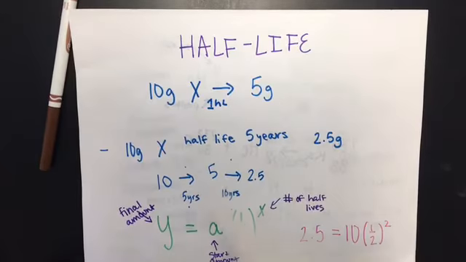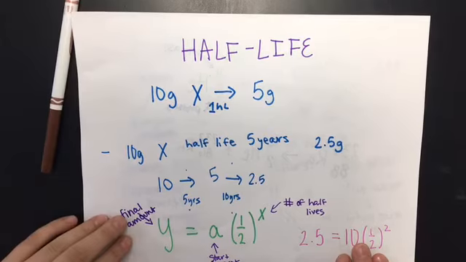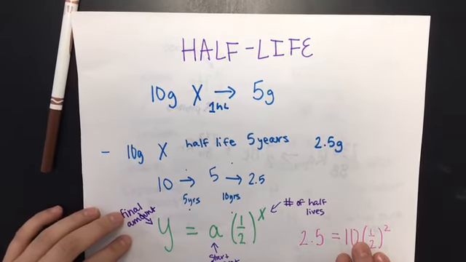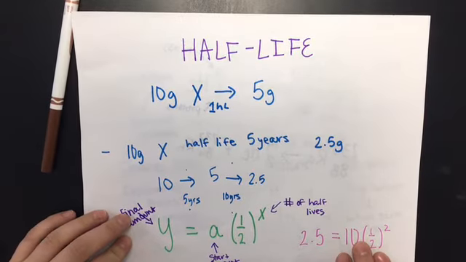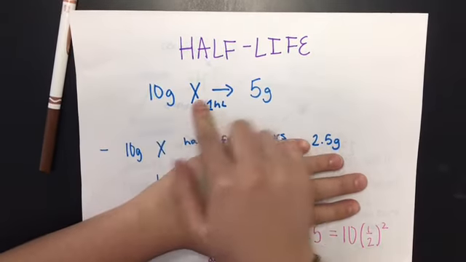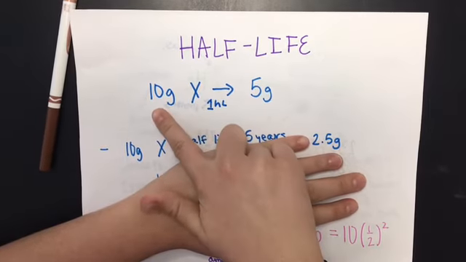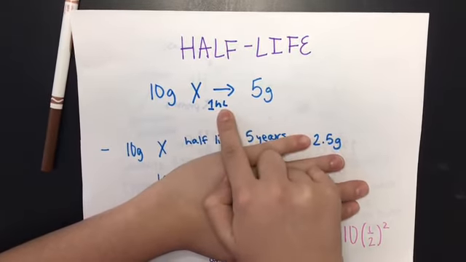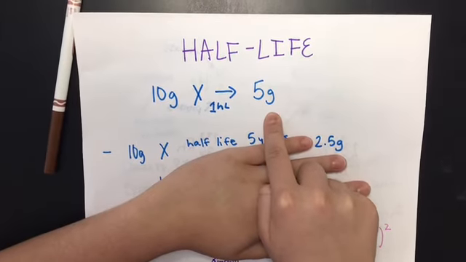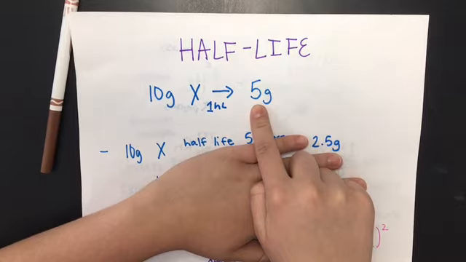So now let's talk about half-life. Well, every single element has a half-life. A half-life is how long it takes for an element to decay into half the original sample. So if, let's say, element X, just for example, has a mass of 10 grams, after one half-life, it will have 5 grams. And every single element's half-life can be different.